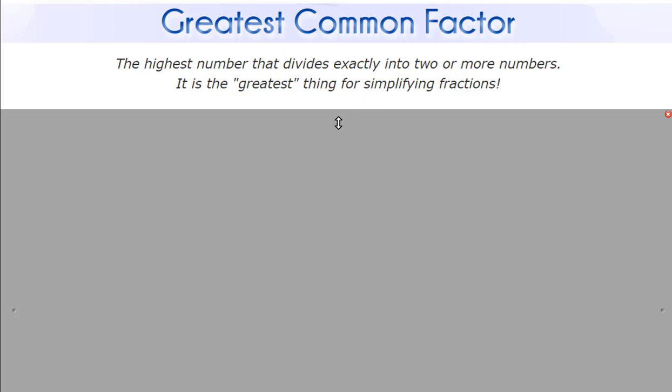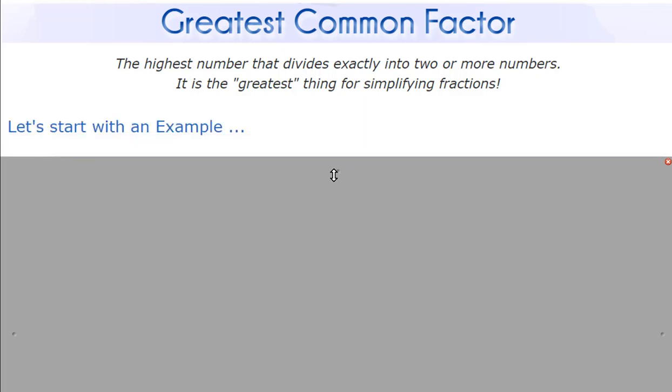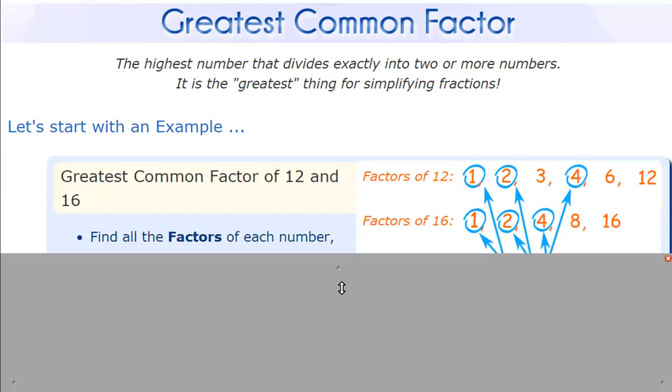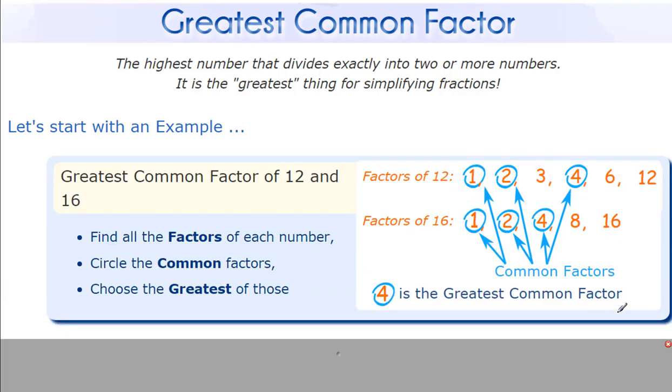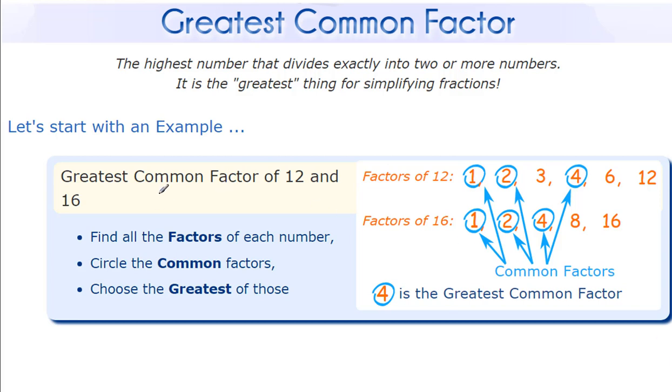Because 1 would always be a common factor for everything, but we want to see if we can get some bigger ones. So here's an example. It's actually the one we looked at before. We said 12 and 16. So first we found all the factors for each of them, and then we circled the common ones, and then we chose the one that was the greatest. So of all those common factors, 12 and 16 are both divisible by 1, they're both divisible by 2, they're both divisible by 4. So 4 is going to be our greatest common factor. It's the biggest one that's a factor for both of those numbers.